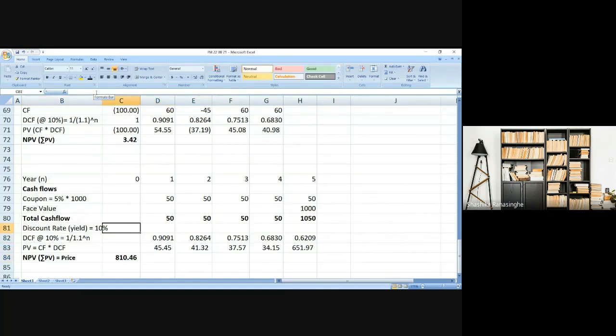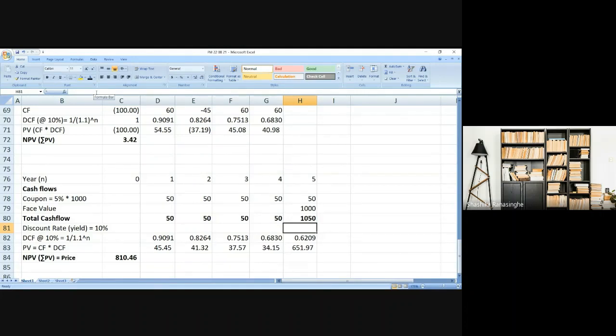Now, the discount rate, in this case 10%, actually represents the return that you get. That's why it's called the yield. Yield means the return that you get by investing in this bond.